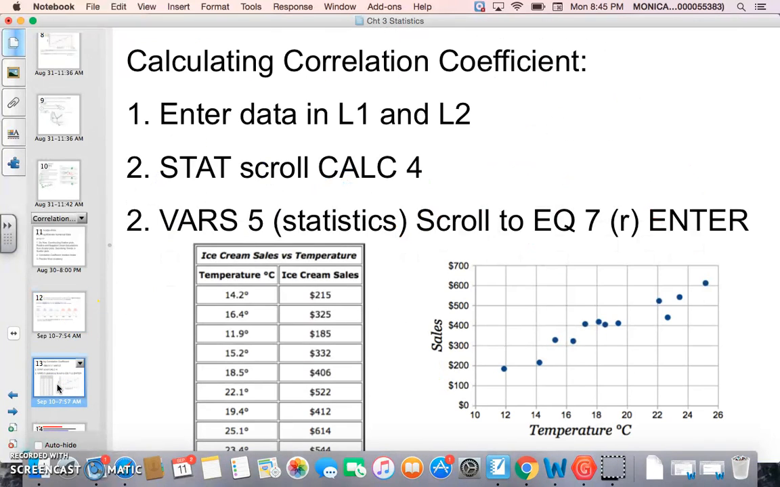All right, so how do you calculate your correlation coefficient? Well, for this example, you are going to need your calculator. So go ahead and pause the video if you need to go and get your calculator.